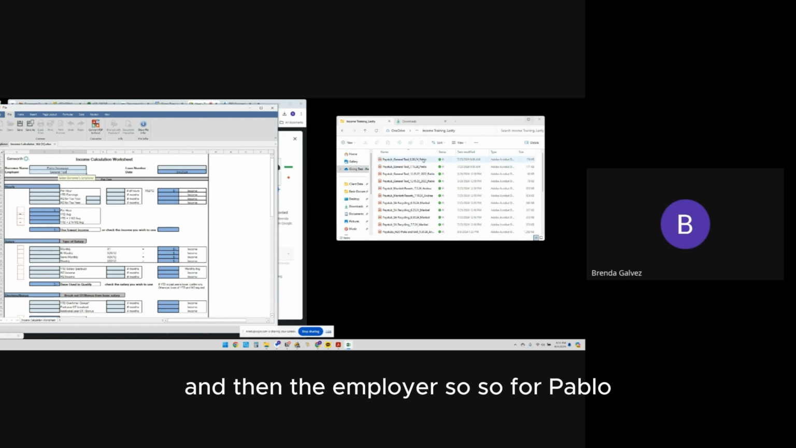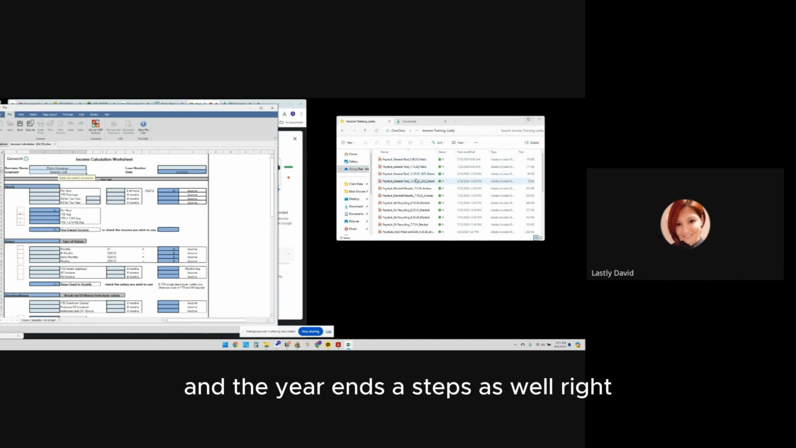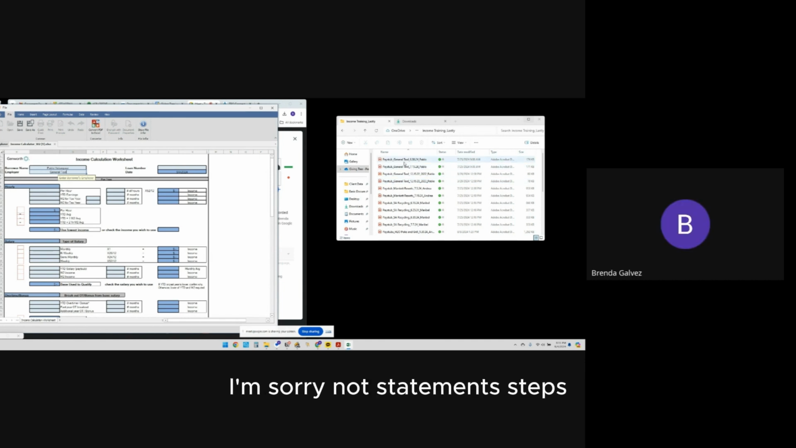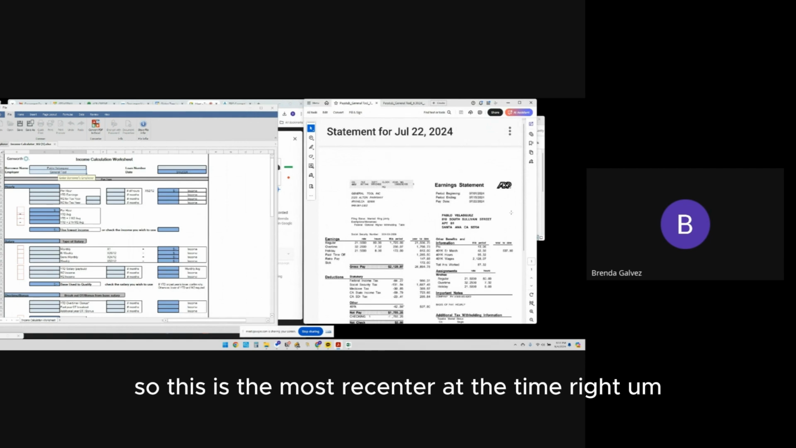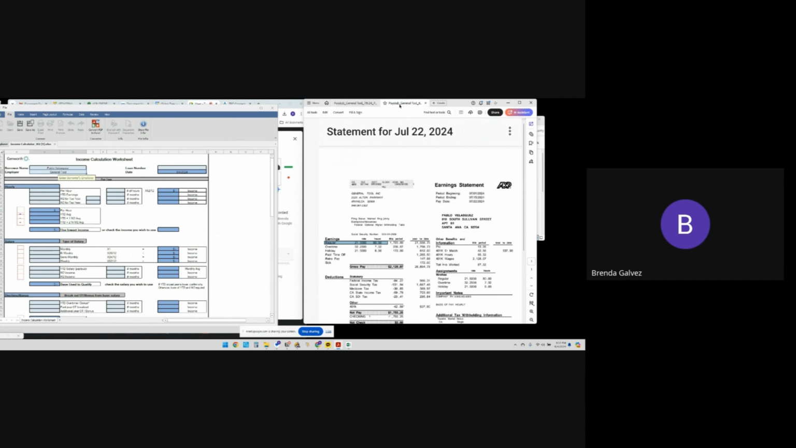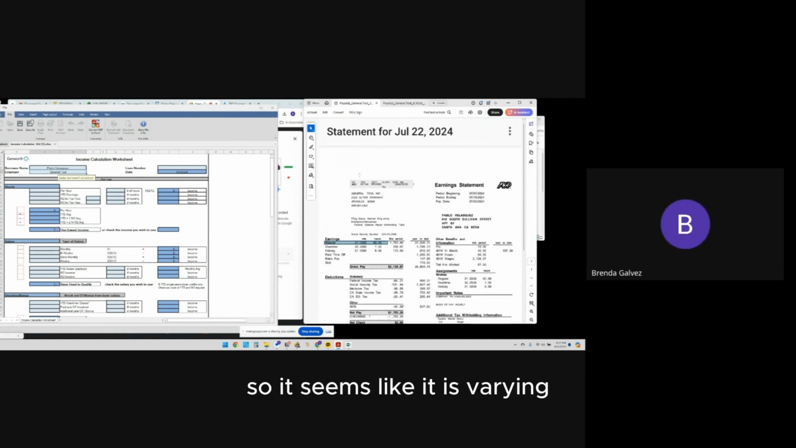So for Pablo, we have the two recent statements and the year-end pay stubs as well, right? I'm sorry, not statements, stubs. So we're going to open up these. So this is the most recent, right? His regular hours are 80 hours, and on this one, it's showing 62. So it seems like it is varying.